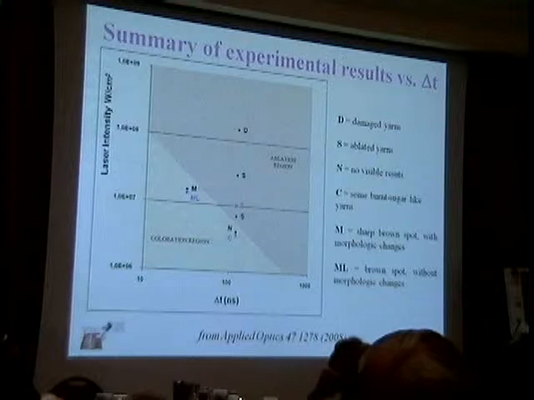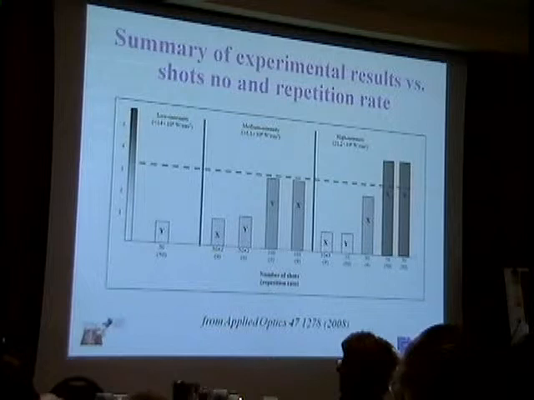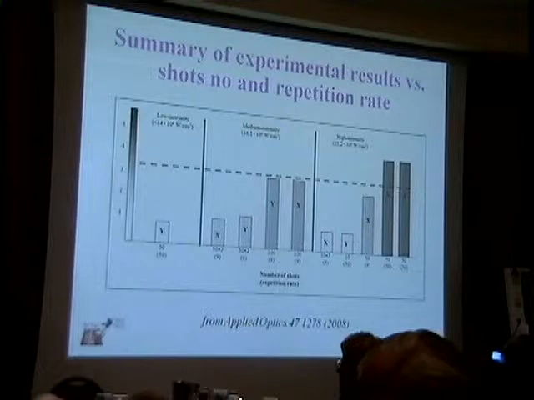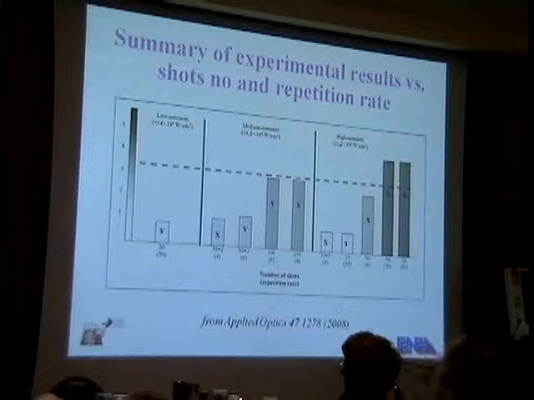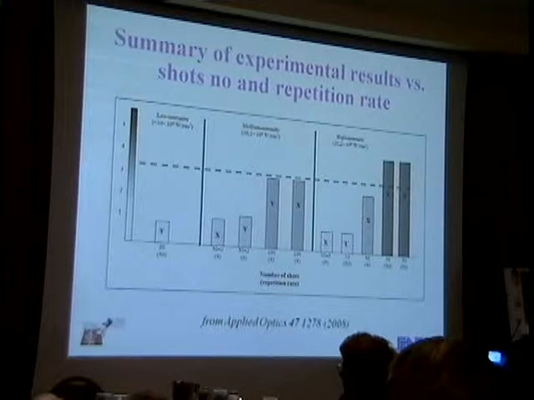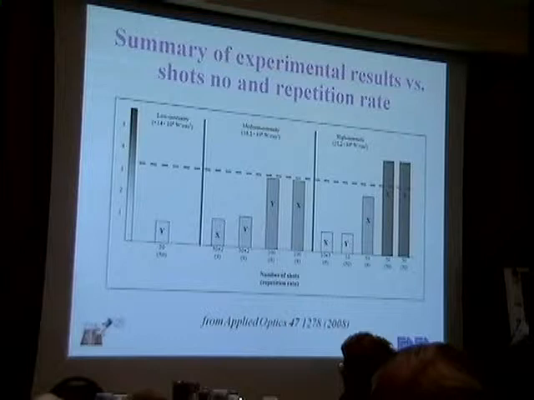This is a summary from a different point of view. This is a histogram which shows the coloration of linen in arbitrary units as a function of the number of shots and, in brackets, the repetition rate. The two vertical lines divide the histogram into three regions: low intensity, medium intensity, and high intensity region. And the horizontal line is a boundary between the damage region and the coloration region, or no result region, that is the smallest one.